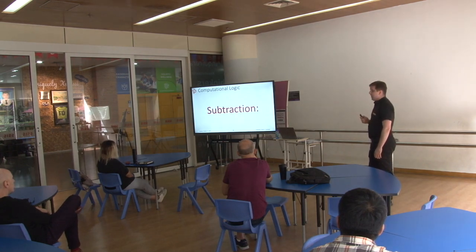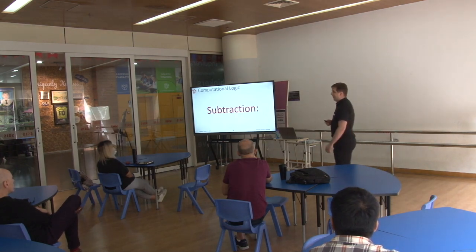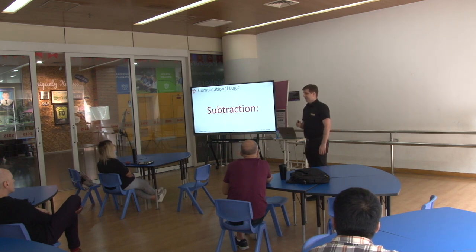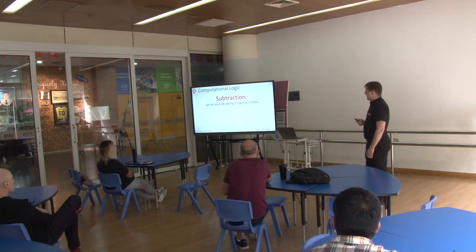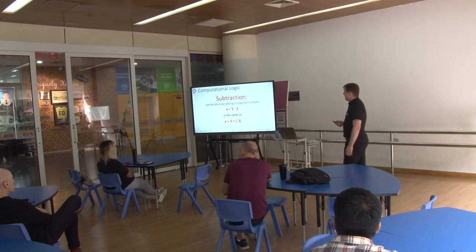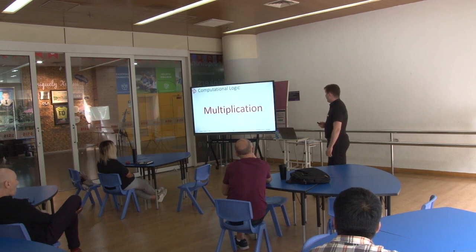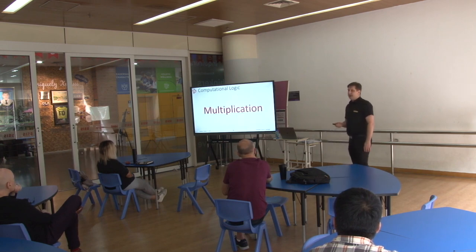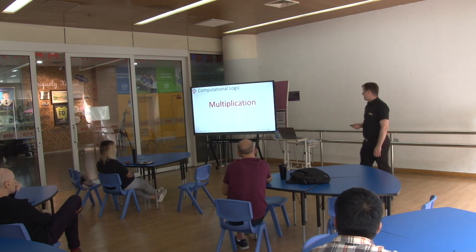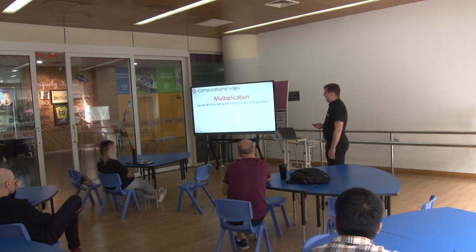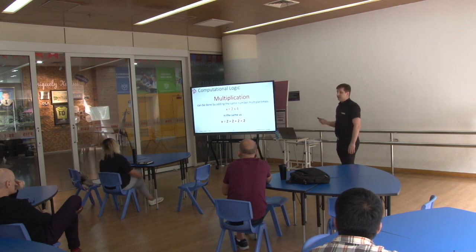So if we think about subtraction, how would you do subtraction as an addition problem? Negate the second. Good, negate the second. Perfect. All right, so we can do subtraction by adding a negative number. So x equals 5 minus 3 becomes 5 plus negative 3. Multiplication, how would we do multiplication as addition? Multiple times. Multiple times, good. All right, so we can add the number multiple times. So 2 times 4 equals 2 plus 2 plus 2 plus 2.